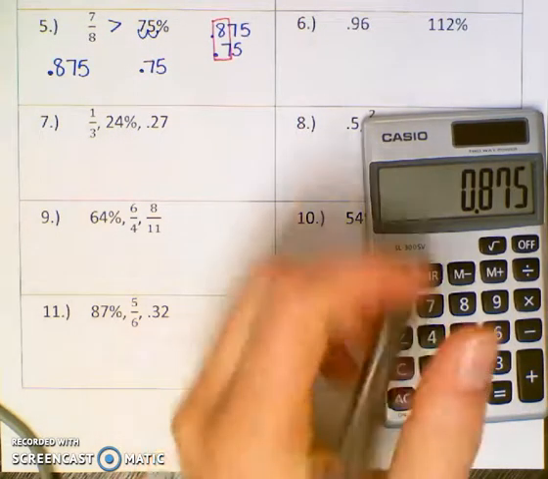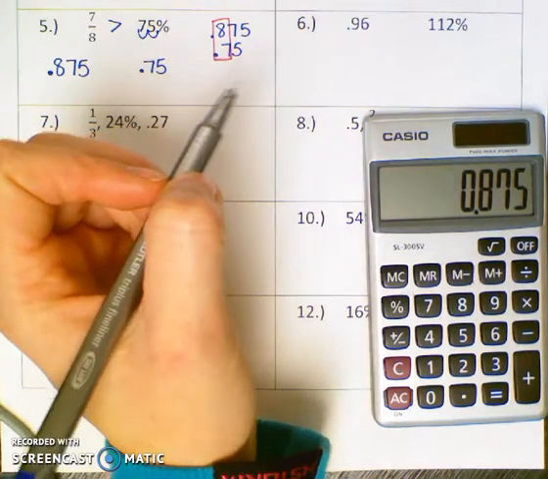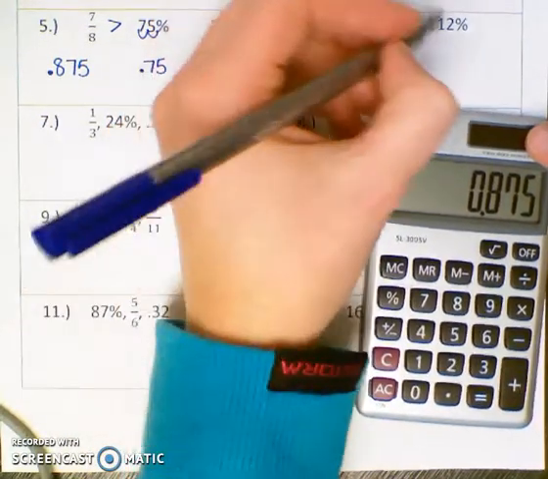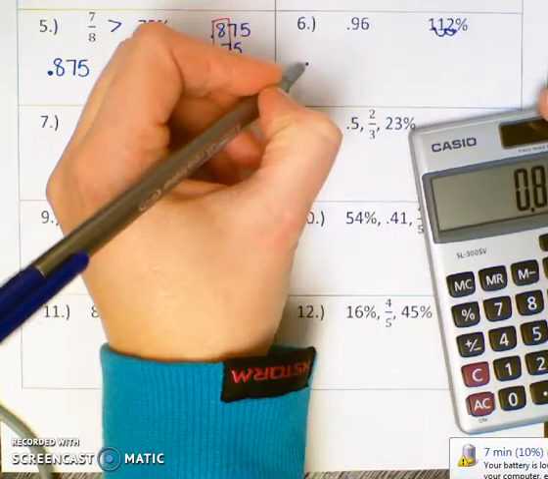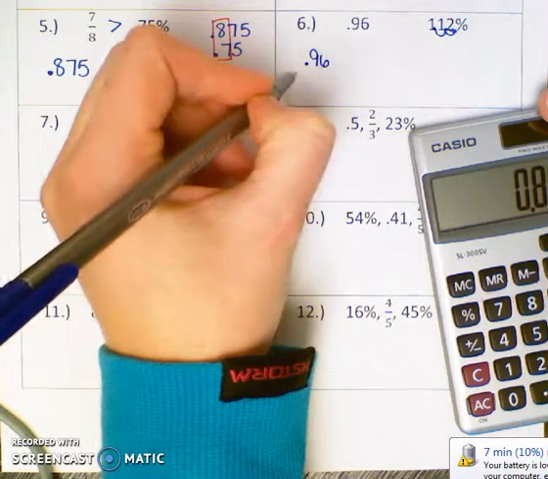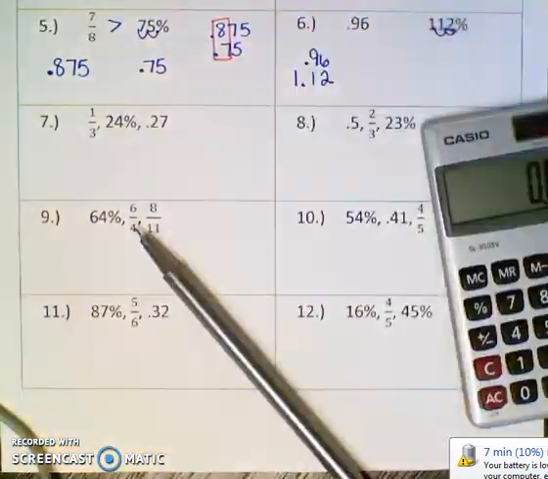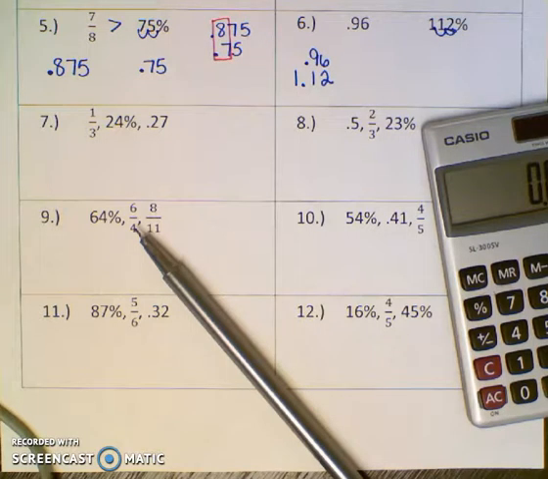Okay? All right. Now, this one's already in a decimal, so we're halfway there. We don't have to change that one to a decimal. Now let's change this one to a decimal. We have 1, 2. So we're going to have 0.96, and we're going to compare that with 1.12.